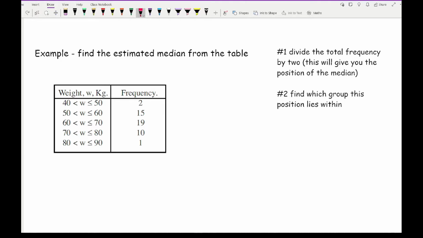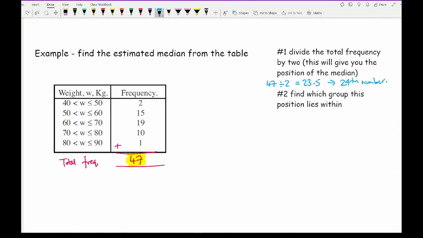Now in this question we don't know the total, so that's the first thing I need to do. I need to work out what the total frequency is, and that's done by simply adding up all of these numbers. So 2 plus 15 plus 19 plus 10 plus 1 gives me an answer of 47. Now if you remember the knowledge of median values, if you've got an odd number you're going to end up with one number as the median. So what I need to do is find the middle number. I do this by doing the total frequency, which is 47, divided by 2, and that equals 23.5, and because that's a decimal I'm looking for the 24th number.